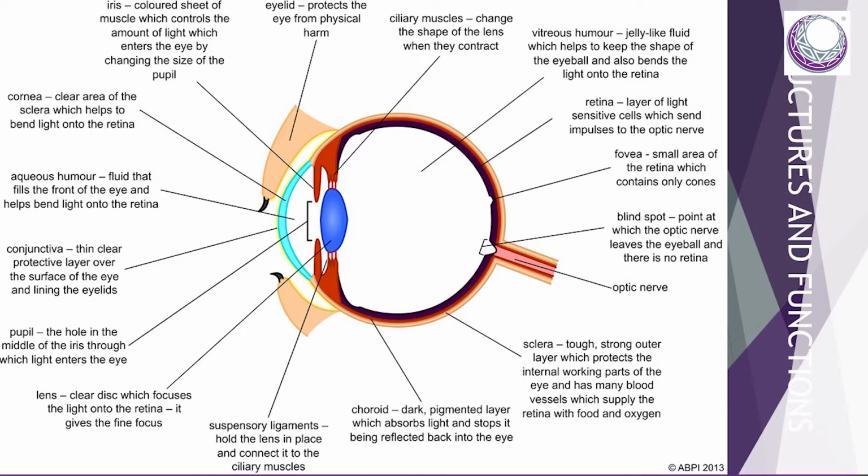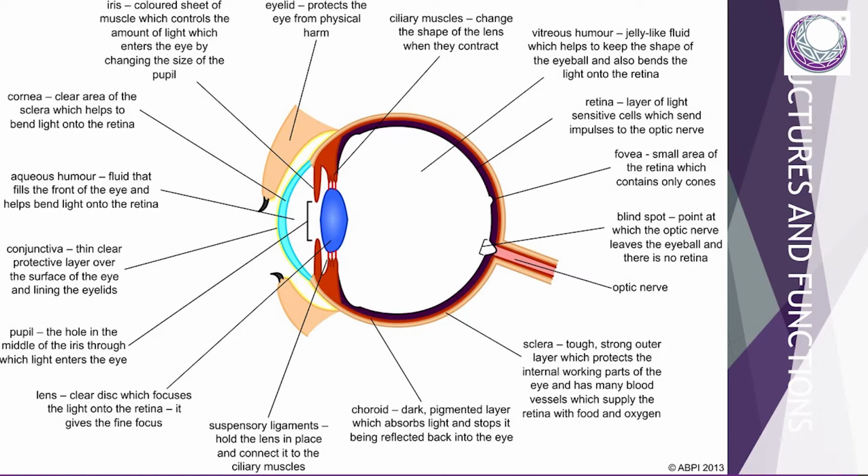And then the pupil is a hole through which the light passes, and its size is controlled by the iris. The iris helps to control the size of the pupil so that not so much light enters the eye, to prevent damage of the eye. Then the lens is disc-shaped, and it helps to focus the light onto the retina.